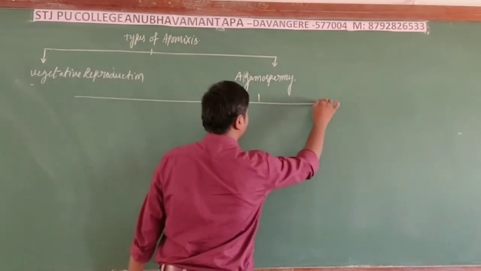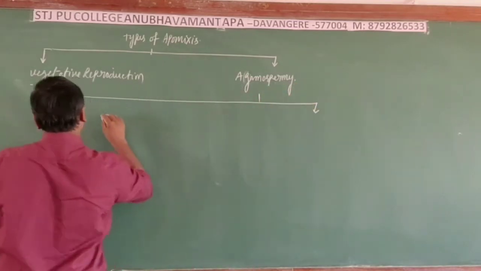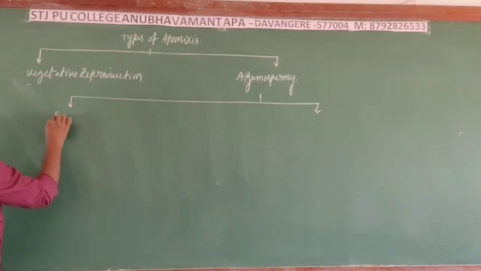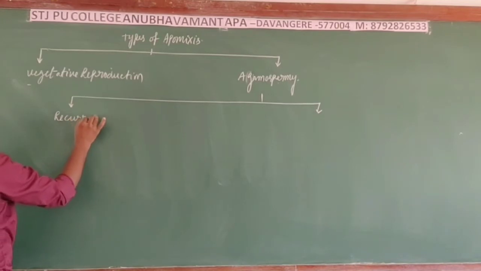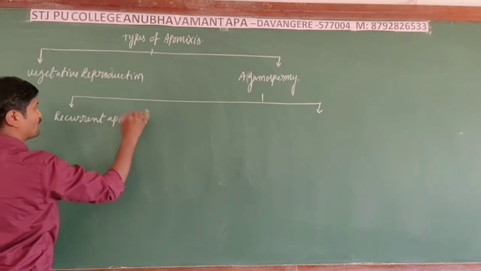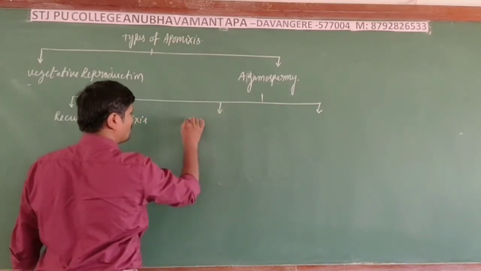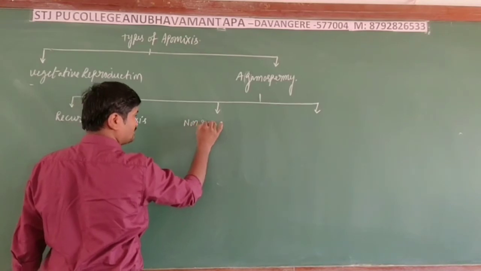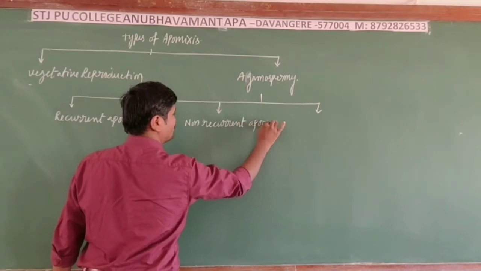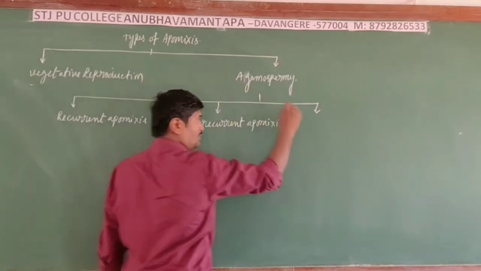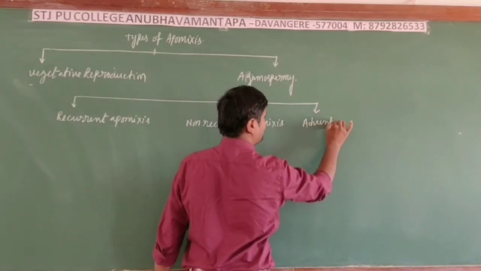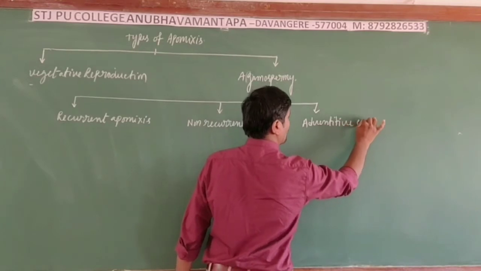Further, agamospermy is of three types. The first one is recurrent apomixis. The second is non-recurrent apomixis. The next one is adventitive embryony.